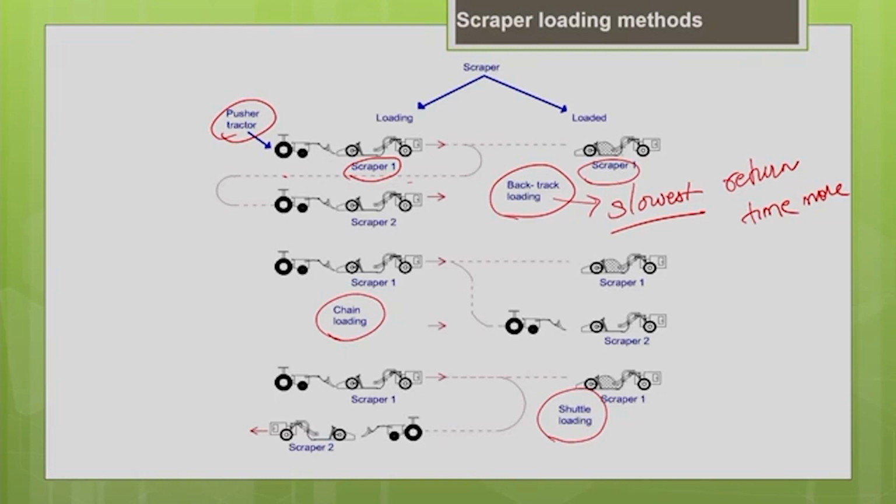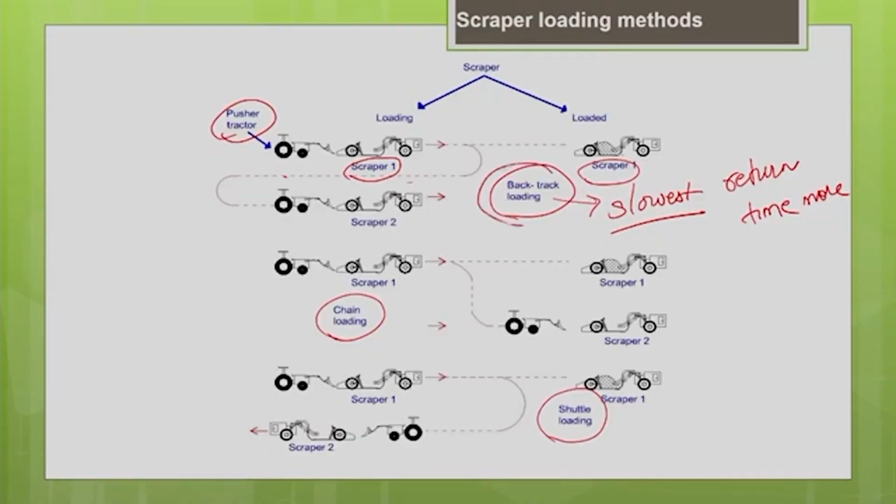The actual value will depend upon your project site, so we cannot tell the exact value, but basically your backtrack method takes longer because the pusher has to return back, backtrack, spot the next scraper and then start pushing again in the same direction. But this is more commonly adopted by everyone because people prefer cutting in the same direction. That is why they prefer the backtrack loading method.